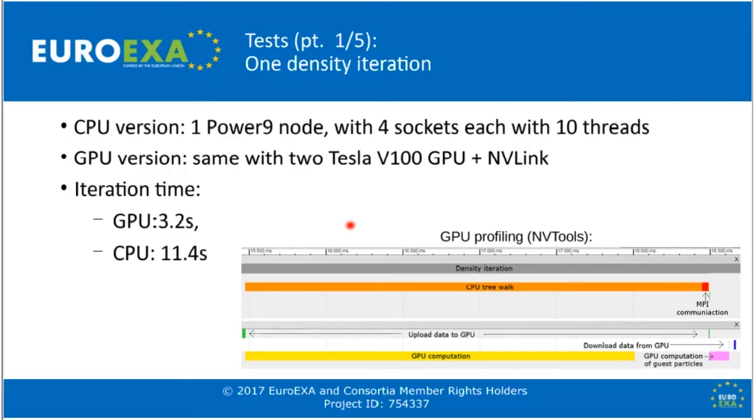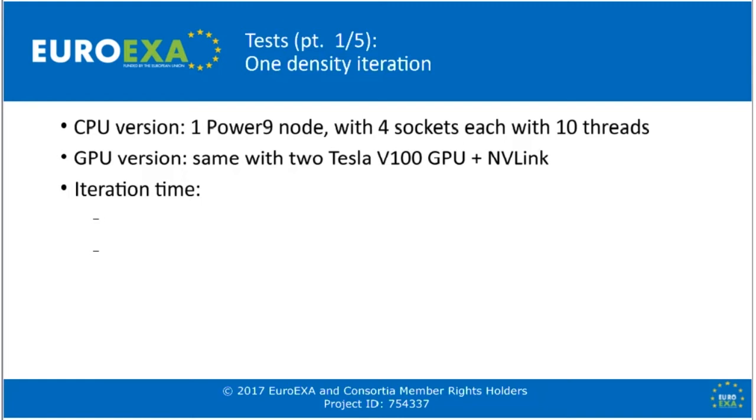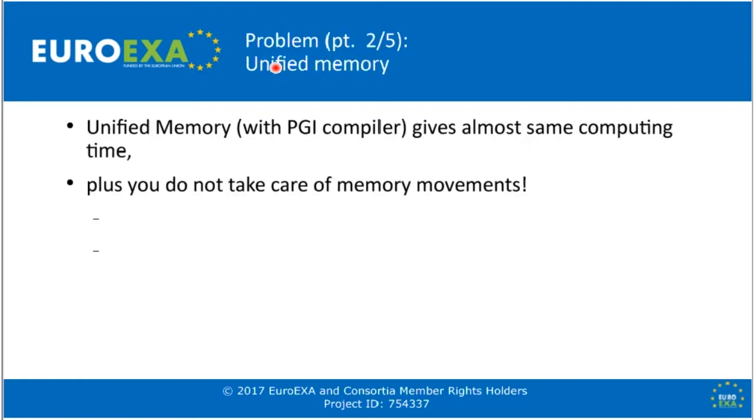a very specific time bin with all particles active. Meanwhile, we also tried the unified memory, and we were very happy with it because it got almost the same computing time, a bit less, but I would say within 1% the same computing time as not using unified memory. Yeah, we were very happy because then you wouldn't have to bother anymore about copying data.